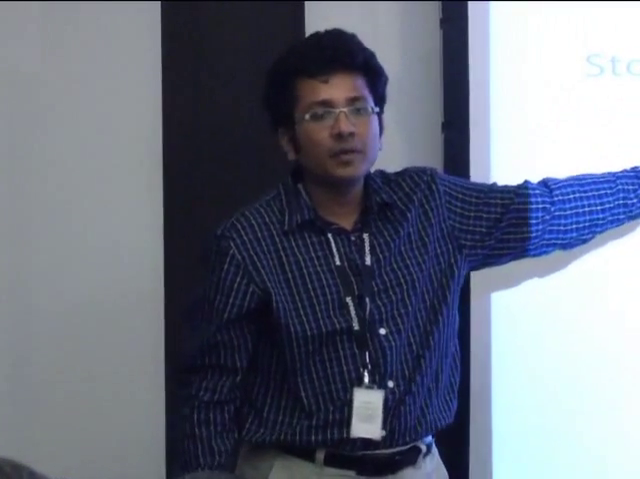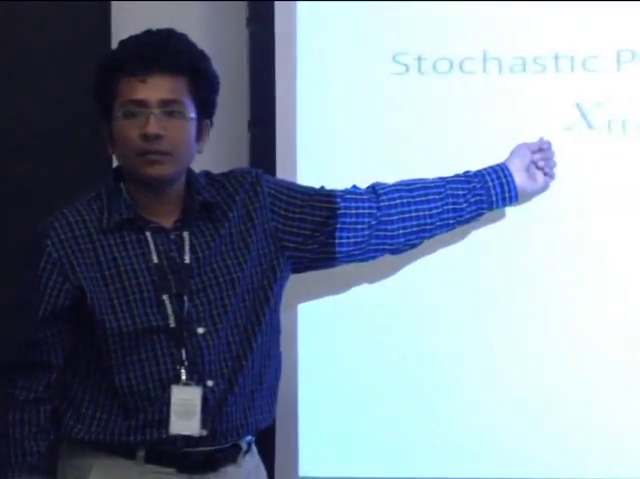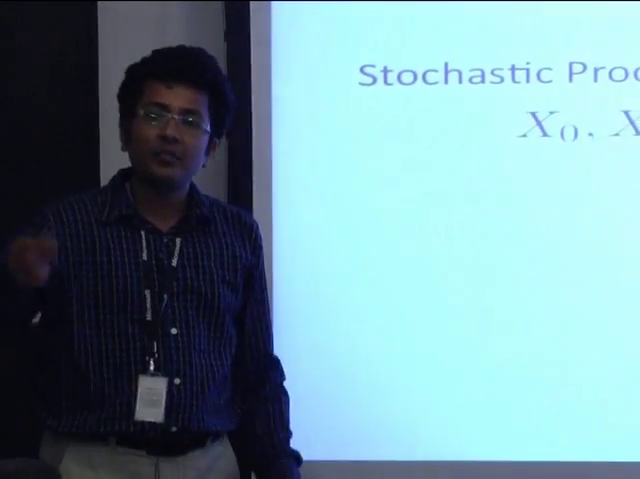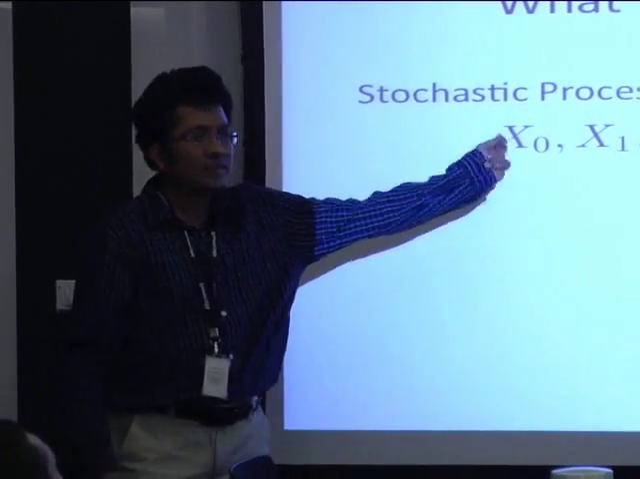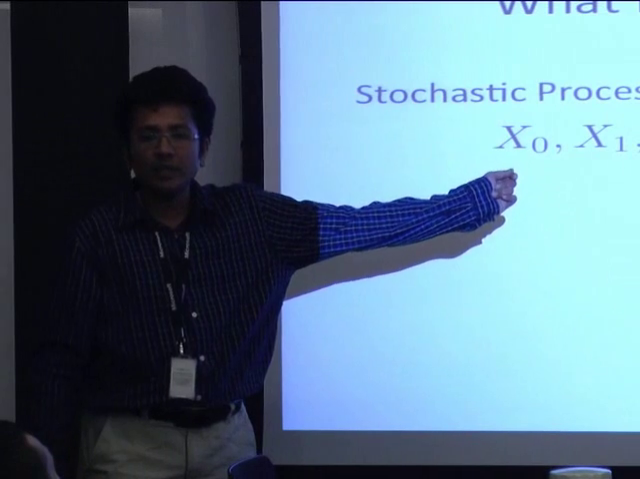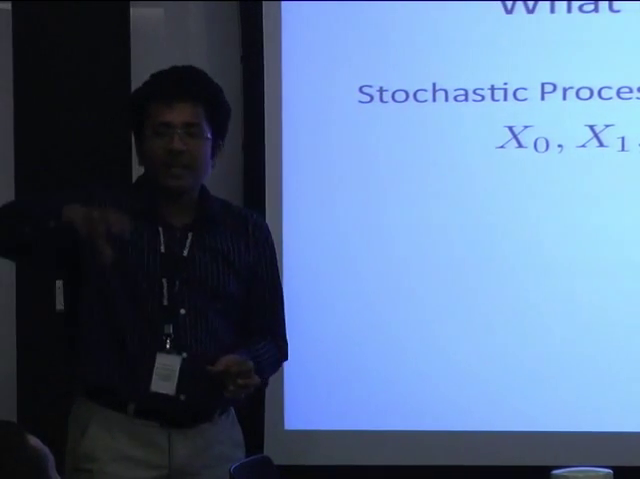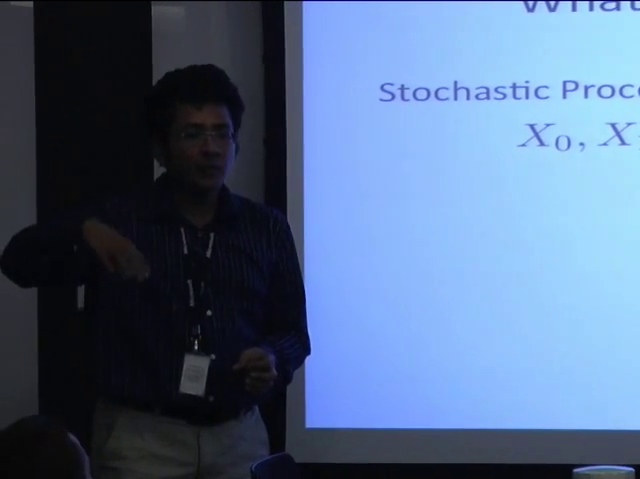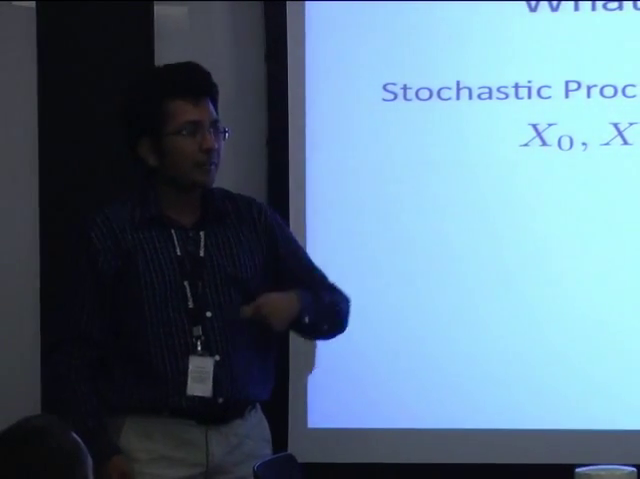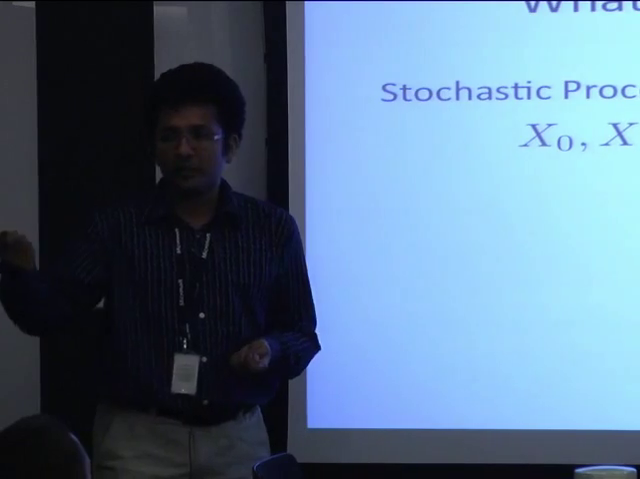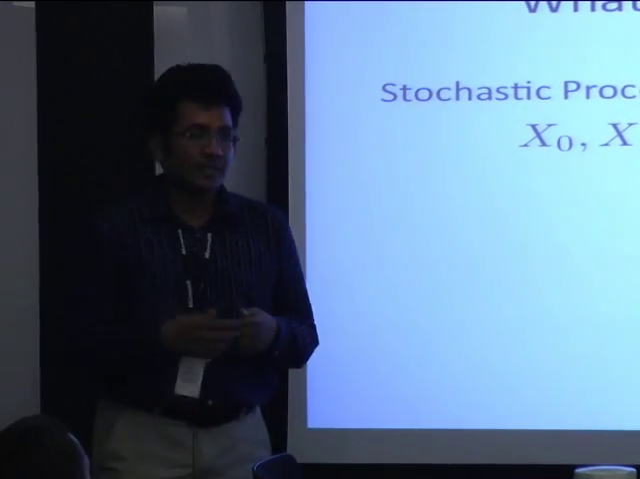So x0 is a random variable at time 0. If you sample from it, you get a value for time 0. Likewise, x1 is a new random variable at time 1. If you sample from it, you get your sample for time 1. So these are just random variables. At every point in time, you get a new random variable. If you sample from it, you get a new point in your process. So then you get your stochastic sample path.